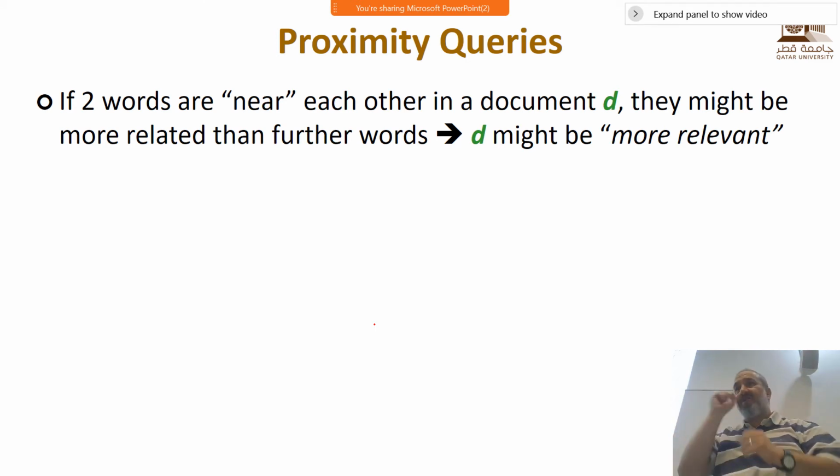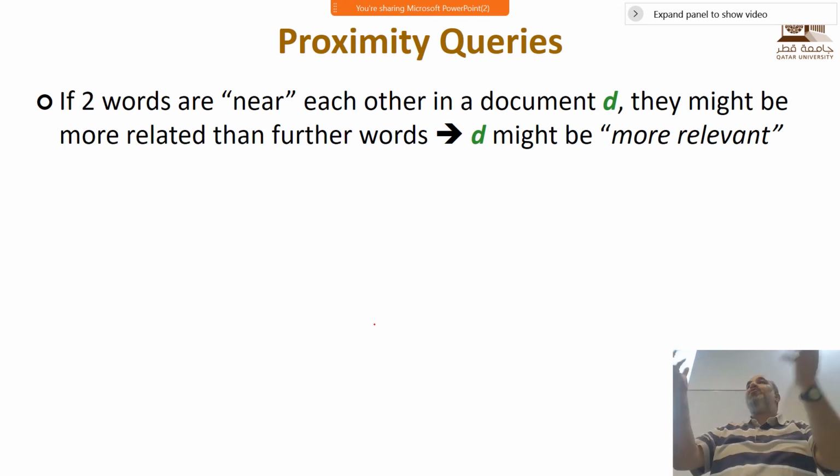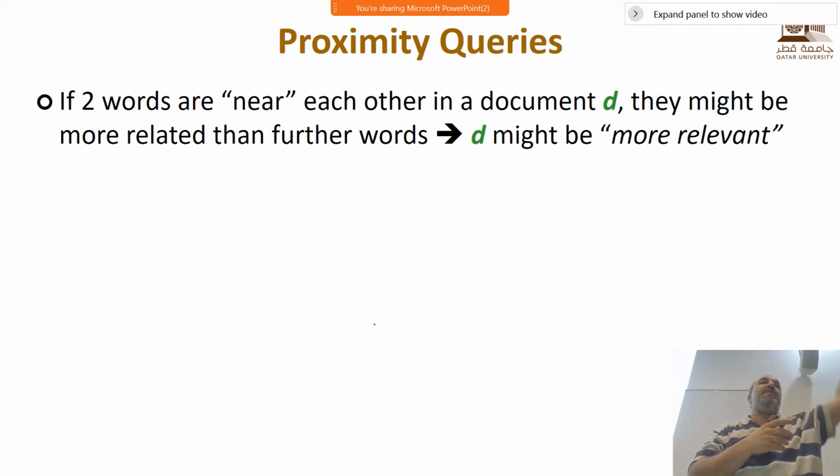Let's say that we have two words, Qatar and university, and we have two documents. In one document, Qatar and university are very close to each other. In the other, one appeared in the beginning of the document and the other appeared in the end, just once here, once here. If I type the query Qatar University or Qatar and University, do you think that the first document is more relevant than the second document or not? Yes, right? So proximity generally corresponds to relevance to some extent. We would like to see the document that has the words nearby, probably more than the documents that have these words very far.